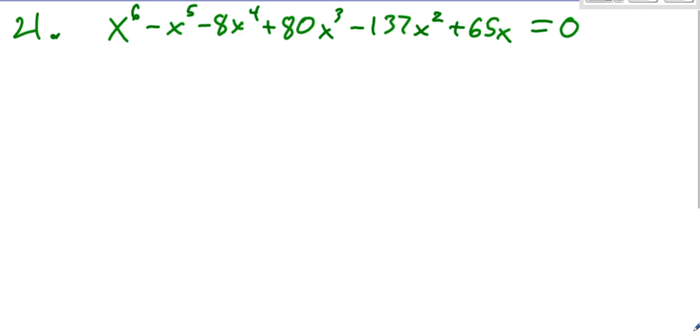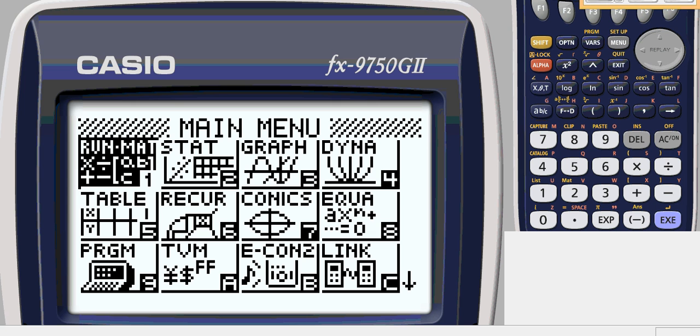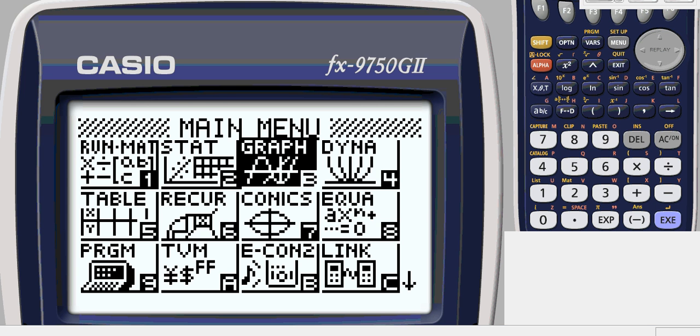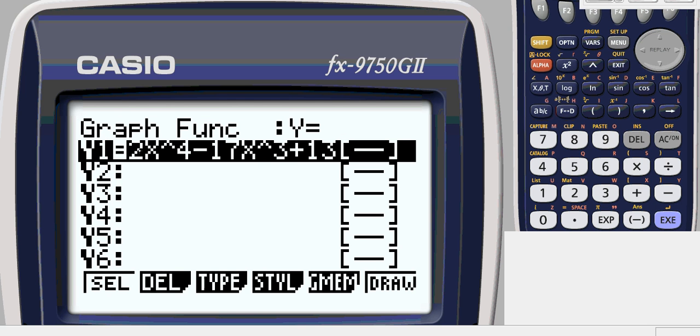So this problem says to find all the roots using your calculator. It is pretty easy to get all of your real roots from a graph. If you just type in that whole polynomial as y1, you can type it in right here.